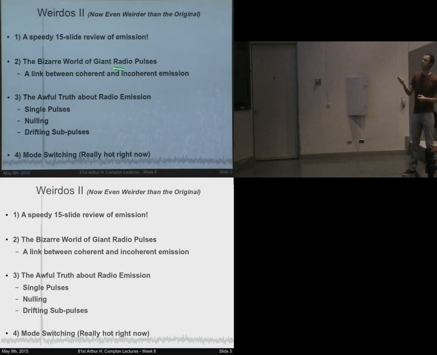And then I'm going to talk about something called giant radio pulses. And then I'm going to talk about the awful truth, which is the weird behavior in the individual pulses of pulsars, including things called nulling and drifting sub-pulses. And then at the end, very quickly, I'm going to talk about mode switching. This is something that's very hot at the moment, so it covers the what's-hot-right-now aspect that I decided to delete from the series.